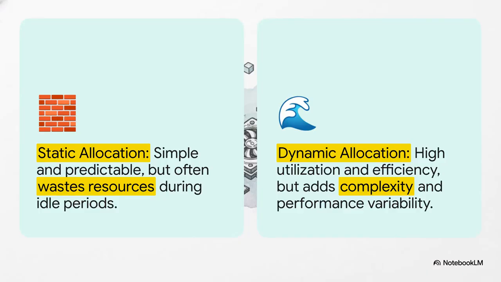Next, we have this fundamental choice between static and dynamic allocation. With static, you're basically assigning fixed resources. It's predictable, it's simple, and performance is steady. The big downside? When that workload is idle, your GPU's just sitting there burning cash. Dynamic allocation, on the other hand, is way more efficient. It adjusts resources on the fly based on demand, which is awesome for utilization. The trade-off is that it adds complexity and performance can be a bit more variable. The right choice really depends on what your workload looks like.